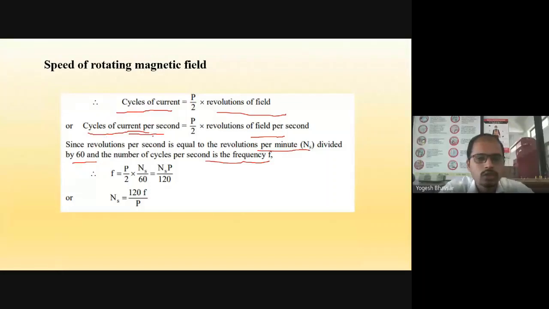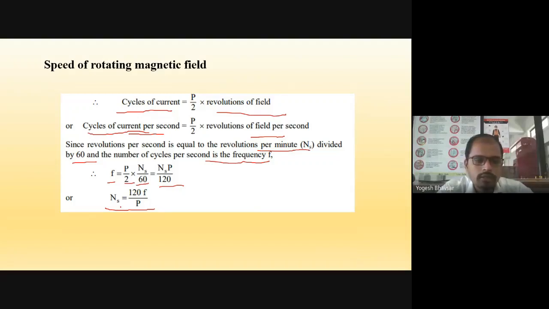So we can mark this term as a frequency, denoted by f, and that is equal to P/2 times revolutions of field per minute, that is ns by 60. Then we have ns P by 120. Right? So rearrange this and we can calculate the formula for ns.